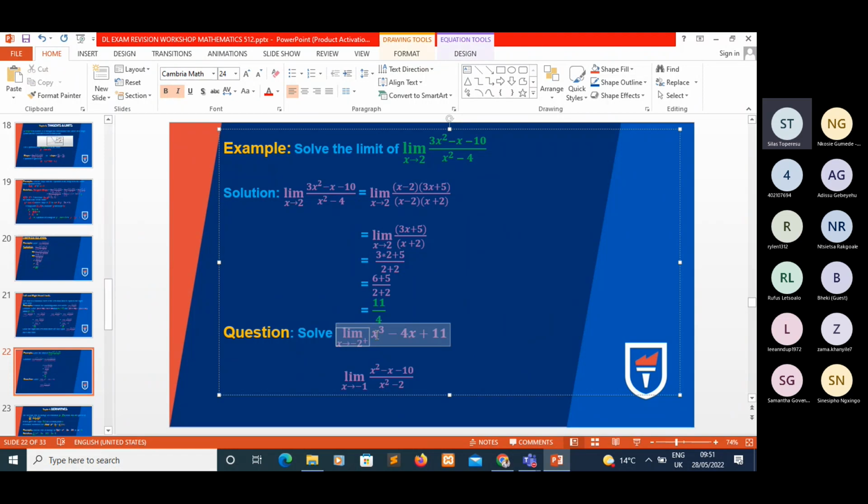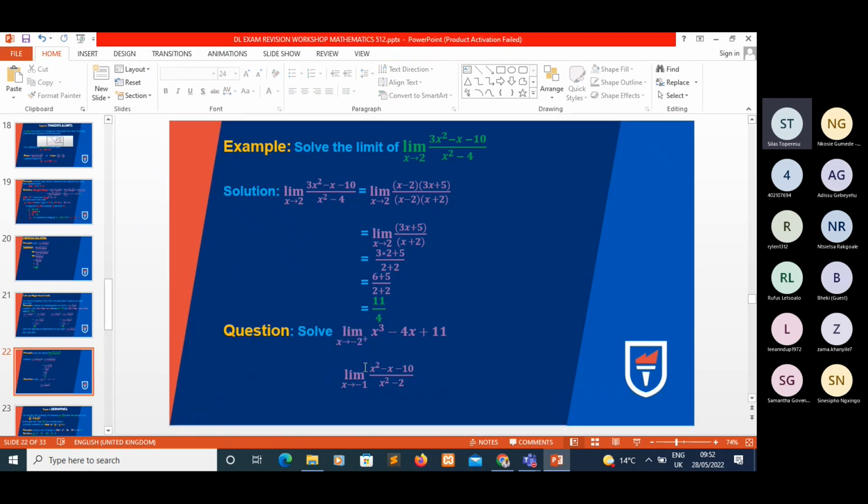This one doesn't have a fraction, doesn't have a denominator, it's just straight. So this one is very simple. When you're calculating this one, you simply substitute 2 in place of x. Then you have x cubed minus 4x plus 11, and you get your answer. You just directly substitute. You don't have to do anything else here. You simply put 2 in place of x and get your answer. That's how you solve this limit. So you should know how to solve this limit, and you can also try this one when you get the slides.